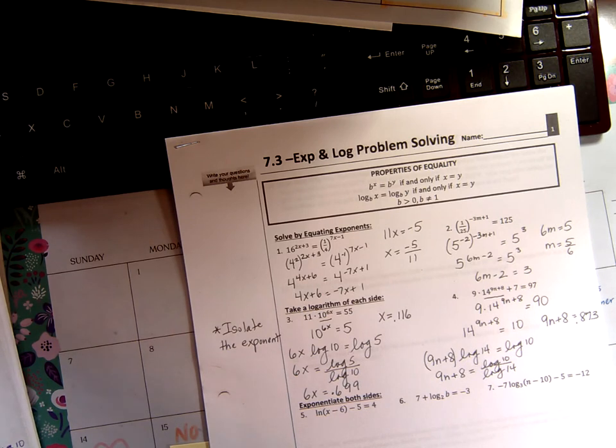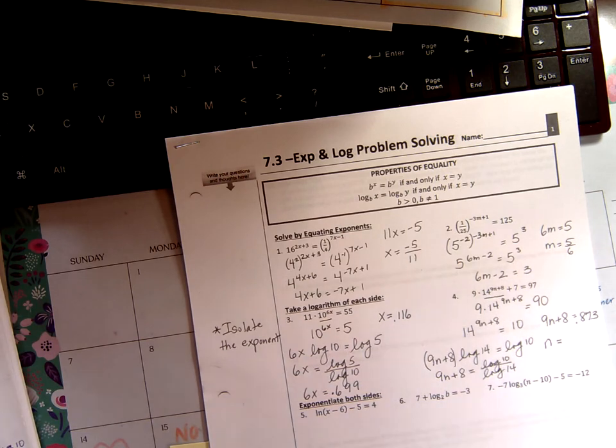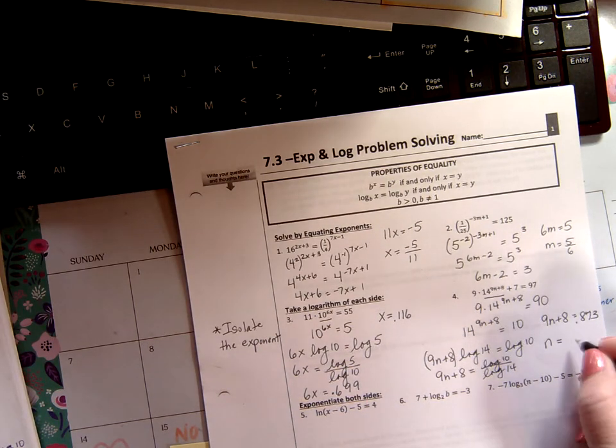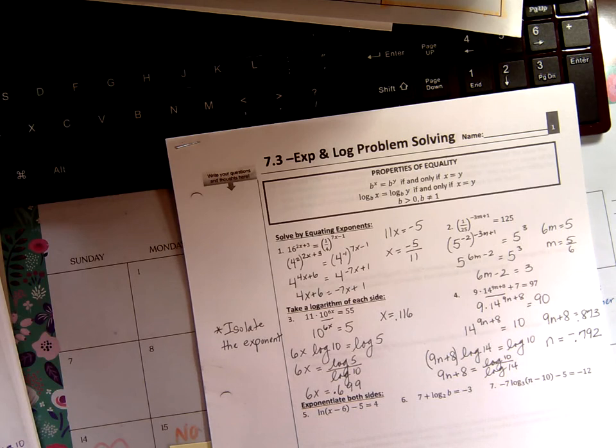And then it's just like a regular old little algebra problem. So you're going to take and subtract 8 and then divide by 9 to figure out what n is. I'll give you a head start. See if we match. Awesome. Yes. Yeah, I'm seeing some answers there that are with me. Negative 0.792. Perfect.